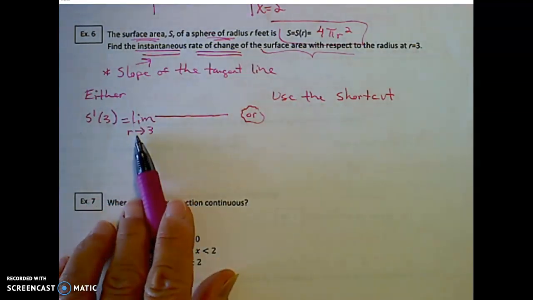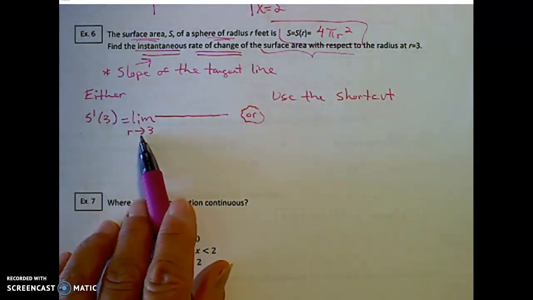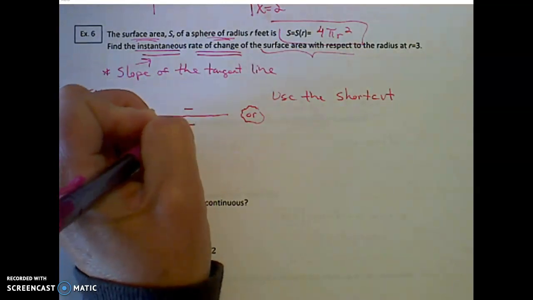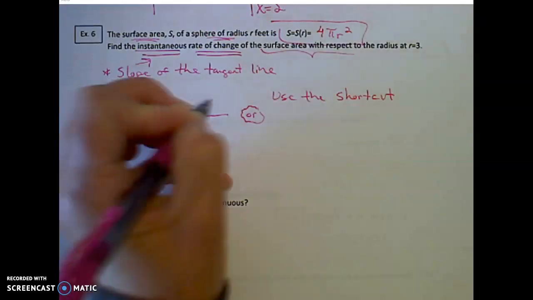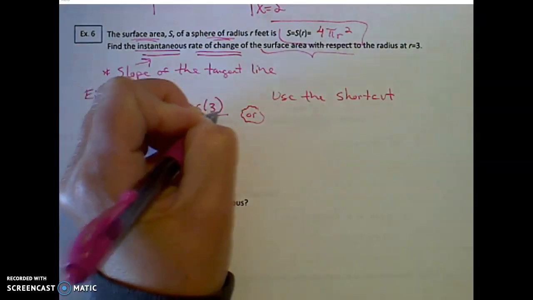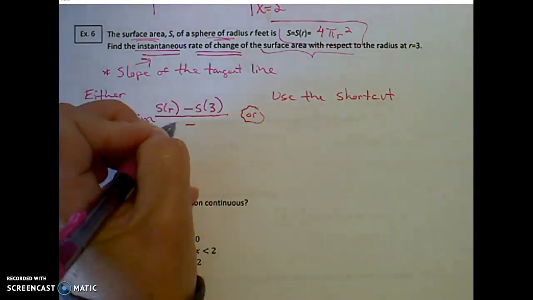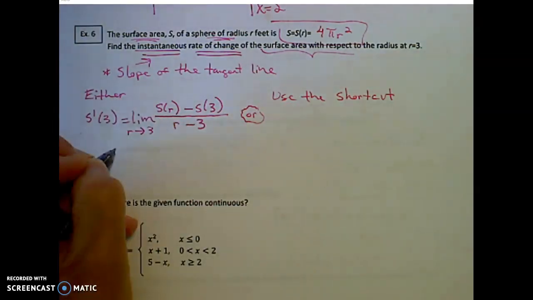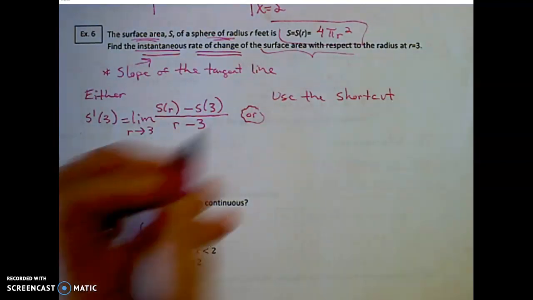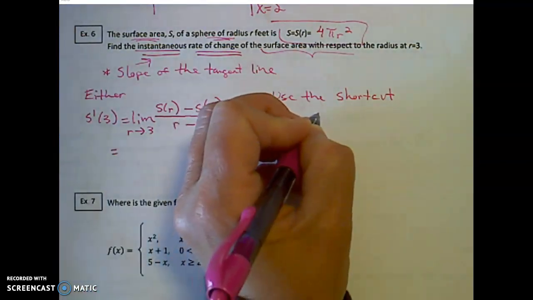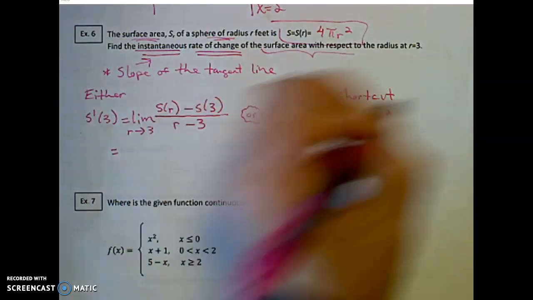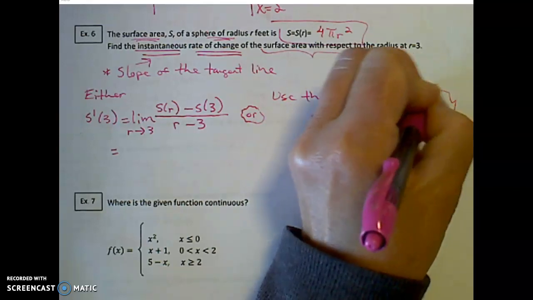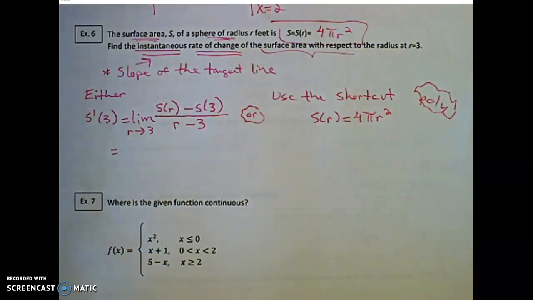Either it's the limit as the radius approaches 3 of the slope, change in y, s of r minus s of 3, over change in r, as the radius approaches 3. And you can calculate that limit. Or, I don't know if you recognize that this function, s of r equals 4 pi r squared, is a polynomial function. If it's a polynomial function, then I can use my cute shortcut, which I will.